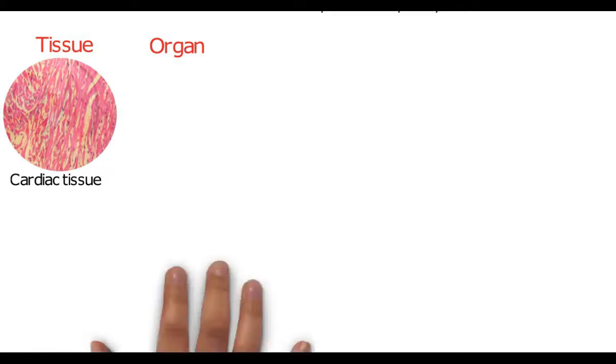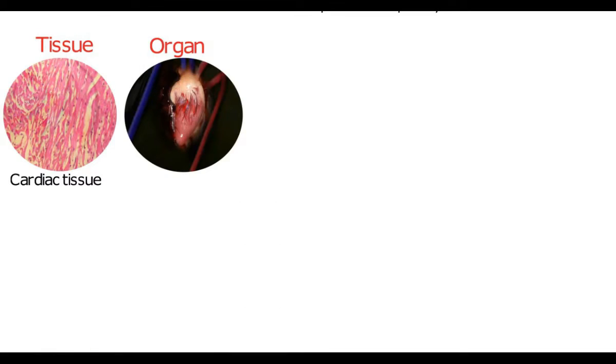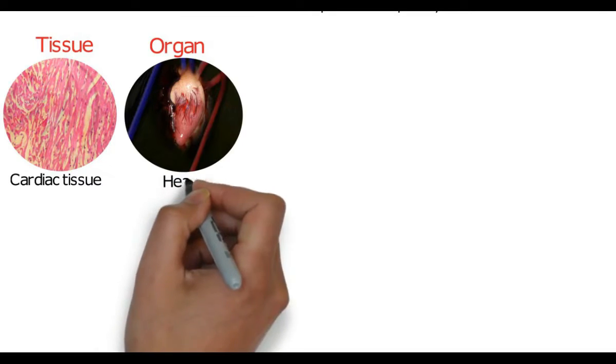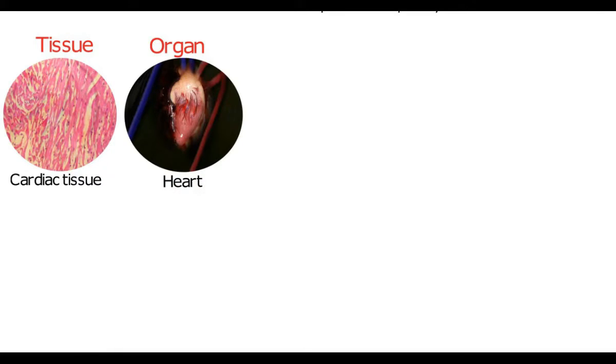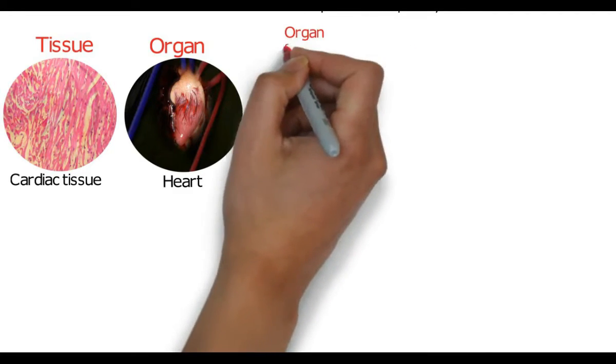A collection of tissues joined in a structural unit to serve a specific function is called an organ. For example, the heart. Others include the lungs, kidney, leaves, and stems in plants.